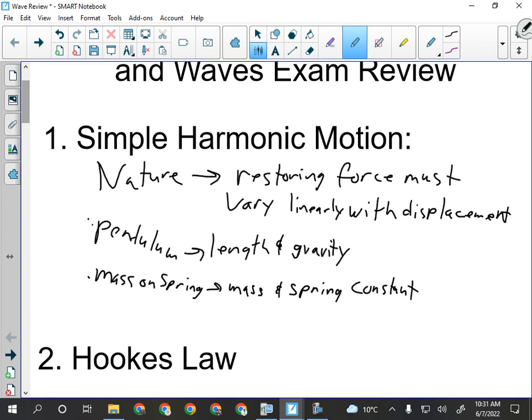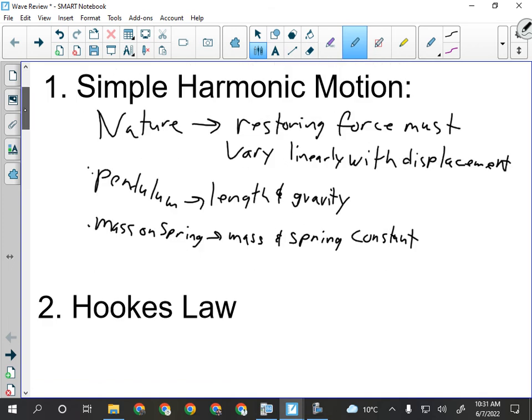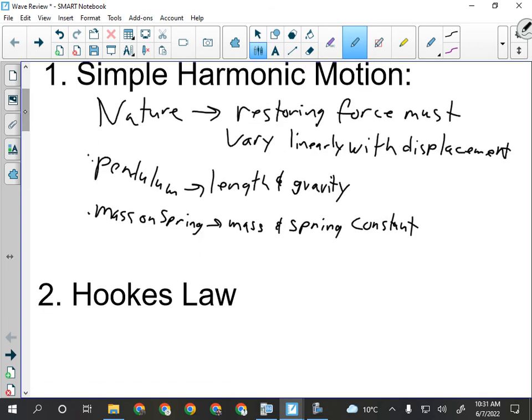And then as part of simple harmonic motion, we talked about Hooke's law. There might be the odd multiple choice question about Hooke's law, as long as we understand that it's basically about the nature of simple harmonic motion and that the restoring force in an elastic object is negative k times x. I'd say that's the bulk of it. I will test it in the written response with a problem.